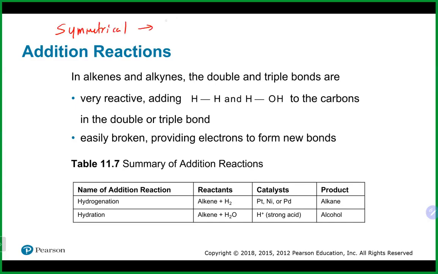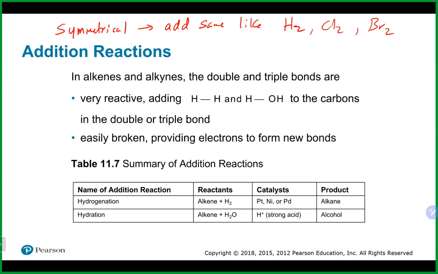That basically means we're going to add something that's the same, like H2, you're going to add 2 hydrogens. Cl2, you're going to add 2 Cls. Br2, you're going to add 2 bromines. The nice thing about these types of reactions is you really can't screw it up, because you're adding the same thing to each carbon. So you don't have to worry about which one goes where.